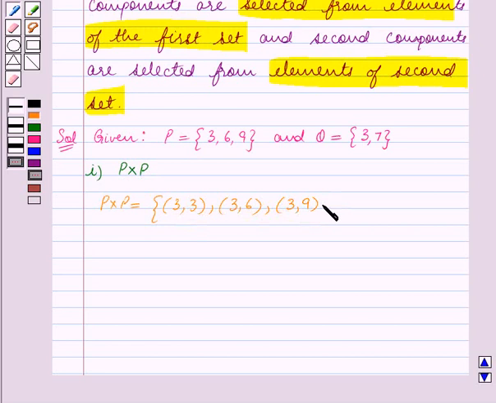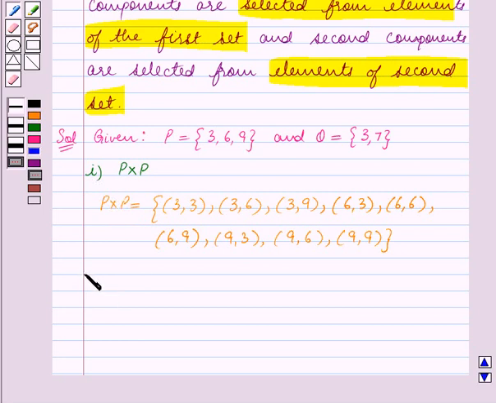Now we will fix the first component as 6 and pair it with all the elements of the set P. So we get the ordered pair 6, 3, ordered pair 6, 6 and ordered pair 6, 9. Now we fix the first component as 9 and pair it with all the elements of the set P. So we get the ordered pair 9, 3, the ordered pair 9, 6 and the ordered pair 9, 9. So in this way, we have found the set P cross P, which is our answer for the first part.